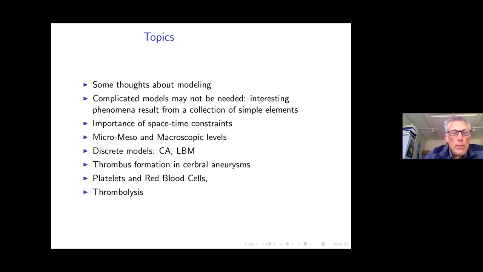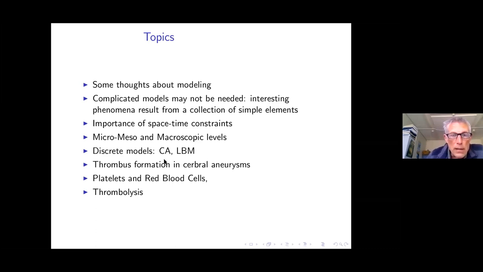I'll discuss what I mean by micro and macro level, but also in between we have this mesoscopic modeling, which I guess is not so clear for many of you. More precisely, what I have in mind is discrete models like cellular automata and the lattice Boltzmann method. So we'll spend some time on cellular automata because I think it's fun, and it's a way to think of modeling which I think is interesting.